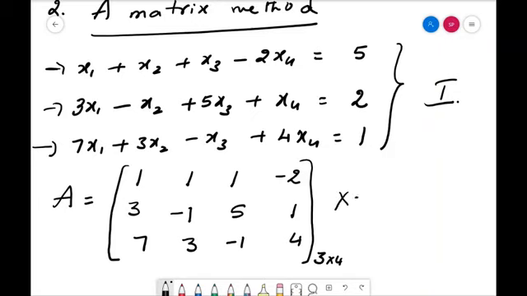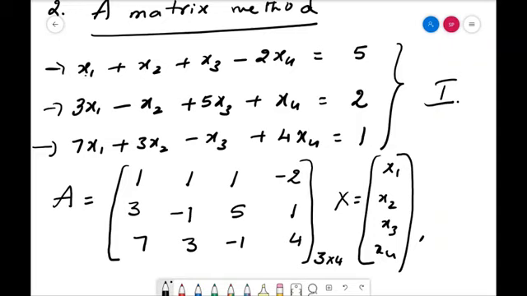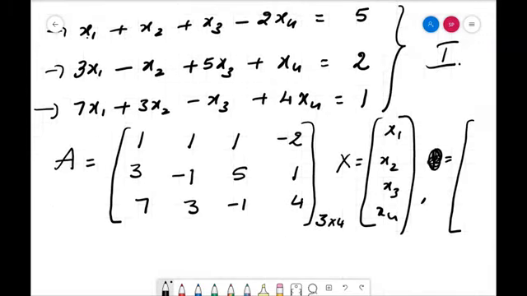Then my other matrix is a column matrix X. How many variables do I have here? x1, x2, x3 and x4. And then D, which is a column, 5, 2, 1, the right hand side of this system of given equations. So I have three matrices A, X, D.